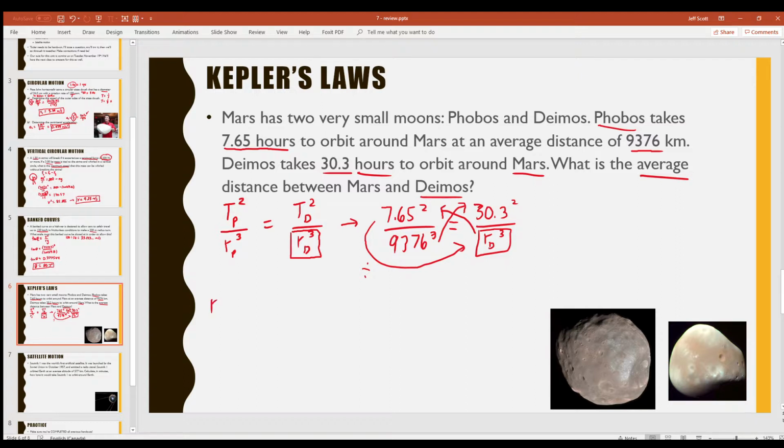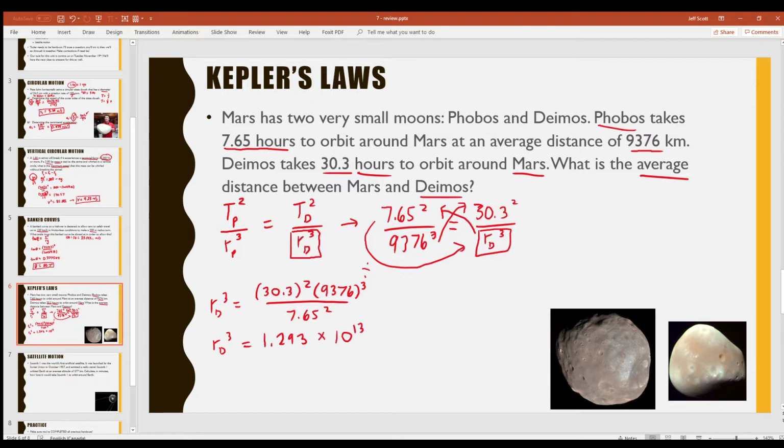Bottom line is, if we're getting RD cubed all by itself, it's going to be RD cubed equals 30.3 squared times 9,376 cubed, all divided by 7.65 squared. And if you throw this in your calculator, you're going to get an absolutely huge number as an answer. RD cubed equals 1.293, and then a whole bunch of other numbers, but times 10 to the 13.